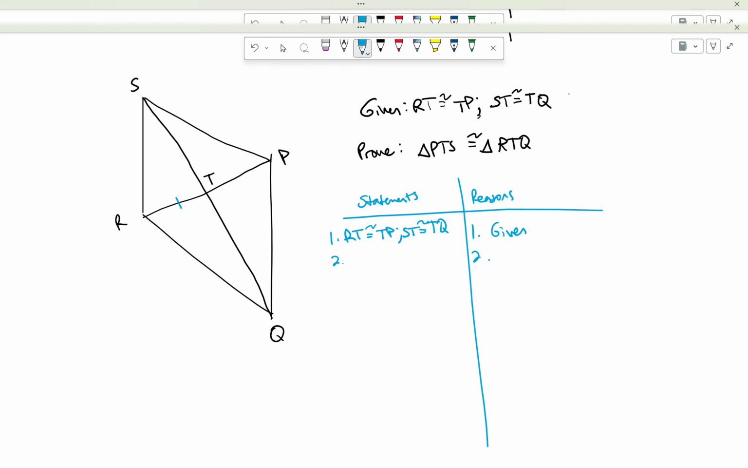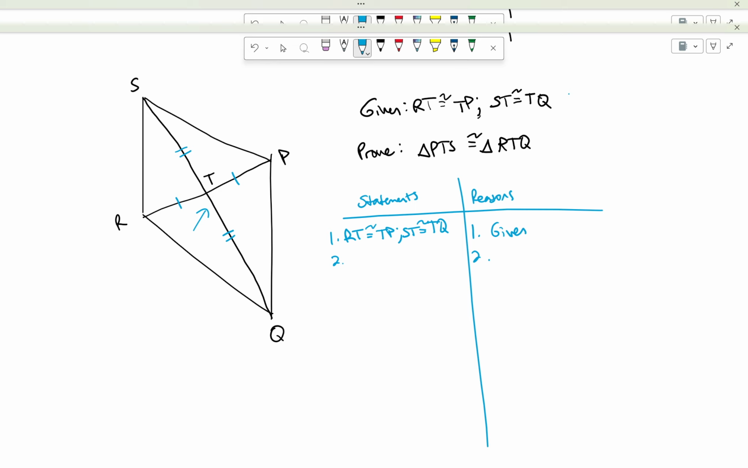Let's mark our diagram, right? RT congruent to TP, so let's put those congruence marks. Then we have ST congruent to TQ. And now let's check out what we're trying to prove here. We're trying to prove that PTS, this triangle, and RTQ, this triangle, are congruent. Well, what do we know about these triangles that I just sketched out there? Don't we see these angles? This is going to be the hint. What's the only thing we have to work with but side angle side to show that these triangles are congruent?